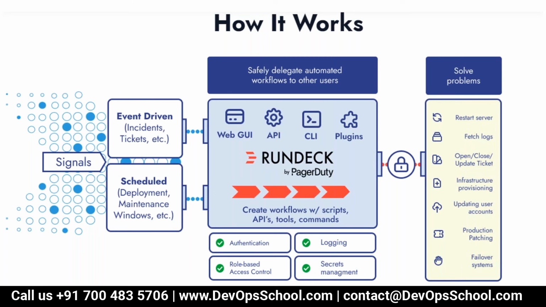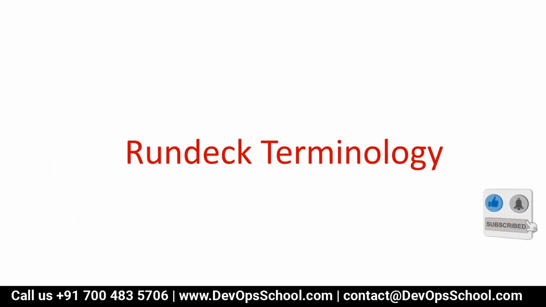Now, what kind of problems can you solve through Rundeck? It's simple, as we have discussed already. You can restart a server, or maybe fetch logs. You can open, close, and update tickets through Rundeck. You can provision infrastructure like a dev server or app server, or QA servers and stuff like that. You can do patching. You can do failover of systems. That means if some of the systems have failed, you can correct them. So this is how you can use it.